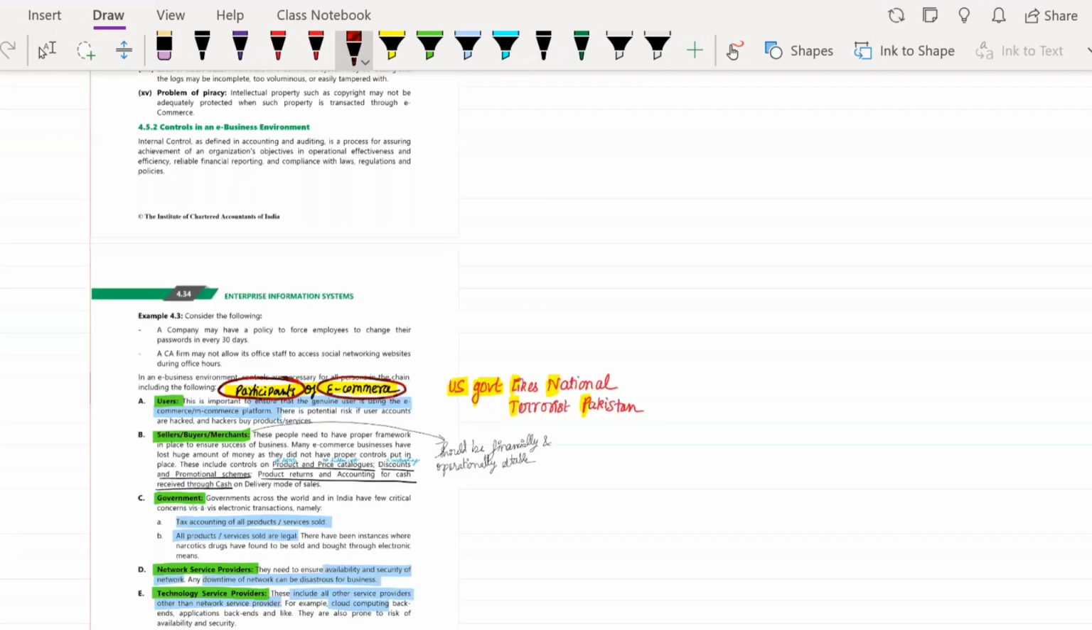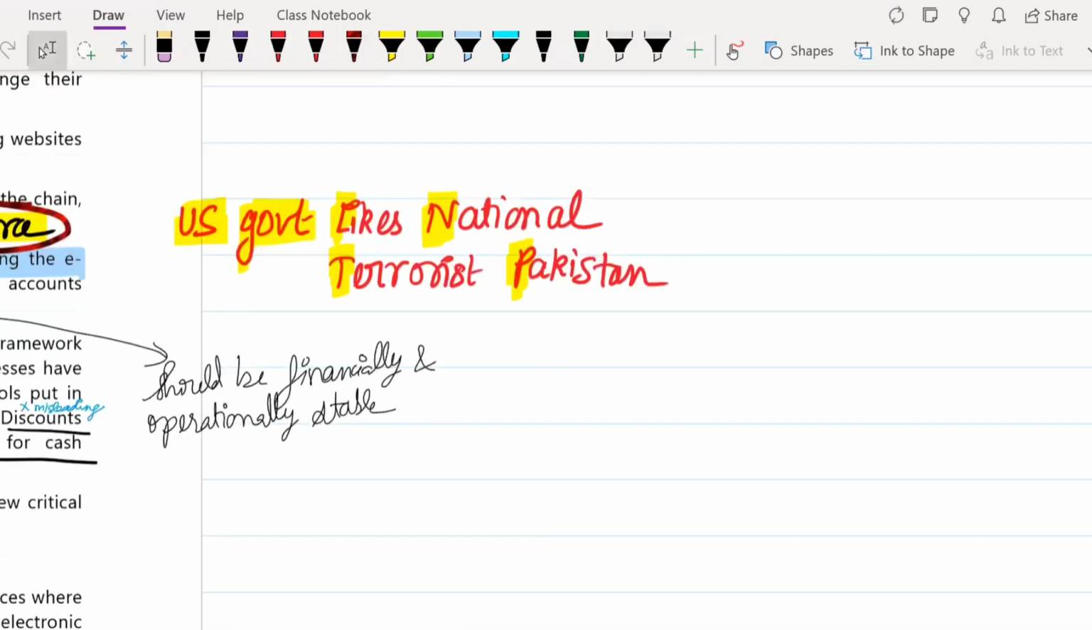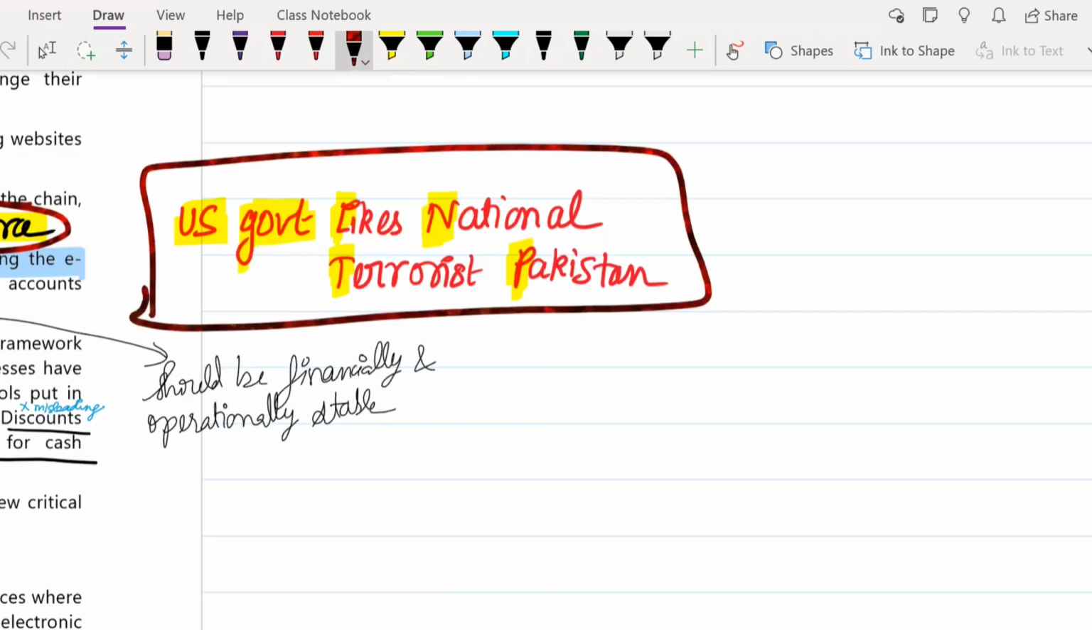Okay, so here you have a mnemonic, which is US government likes national terrorist Pakistan. The mnemonic letters are U-S-G-L-N-T-P. Okay, you can write this mnemonic down somewhere.